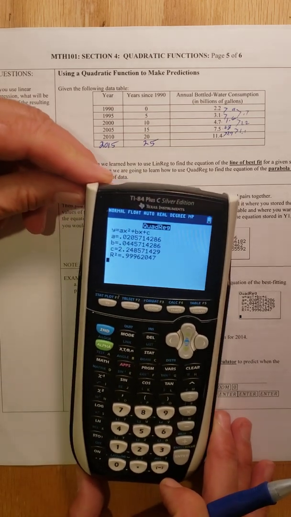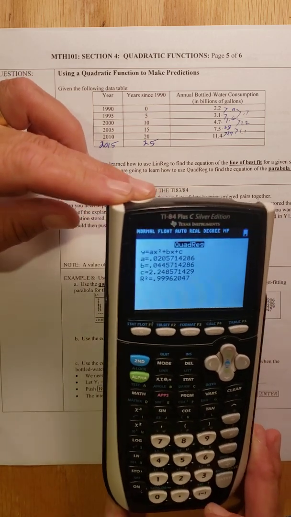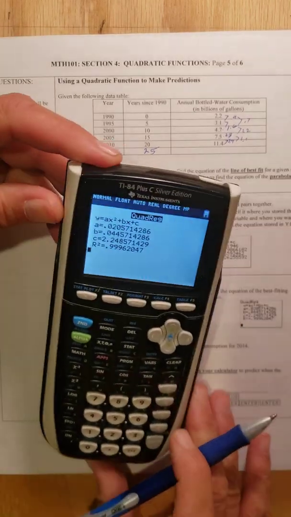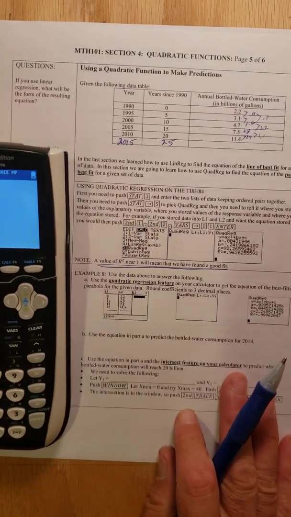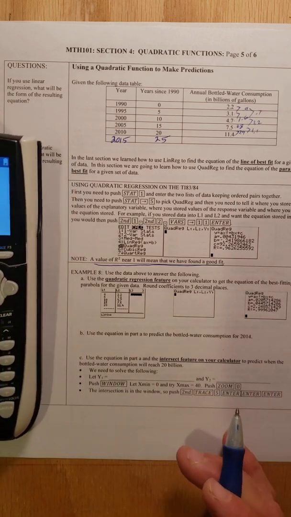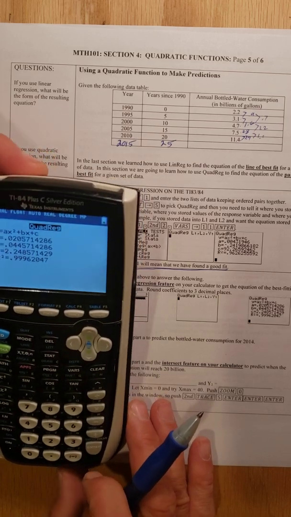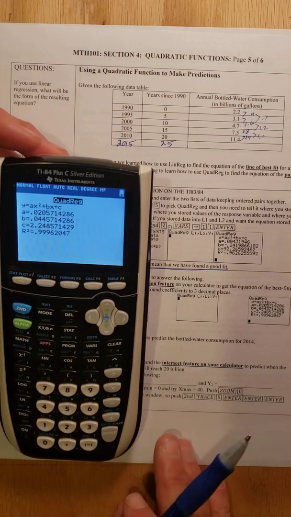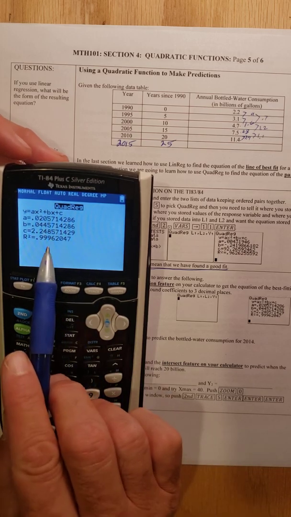Notice here, it gives me an A, B, and a C. And there's a note here that says an R squared value close to 1 means it's a good fit. And we got 0.9996. We didn't talk much about that in the last section, but that's the R value we want close to 1. If you didn't get that, you need to go back and watch my last video, because that tells you how to put your calculator into diagnostic mode, and then that'll show up. Right at the end of the section 4.3 video, I tell you how to get that value.